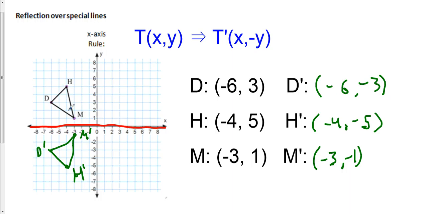So here is our line. We can see we just reflected right over that line to create our new pieces. So this is the rule anytime you want to reflect over the x-axis. Just take whatever points you have. The x stays the same. The y is the opposite of what it used to be. If it was negative, it's now positive. If it was positive, it's now negative.